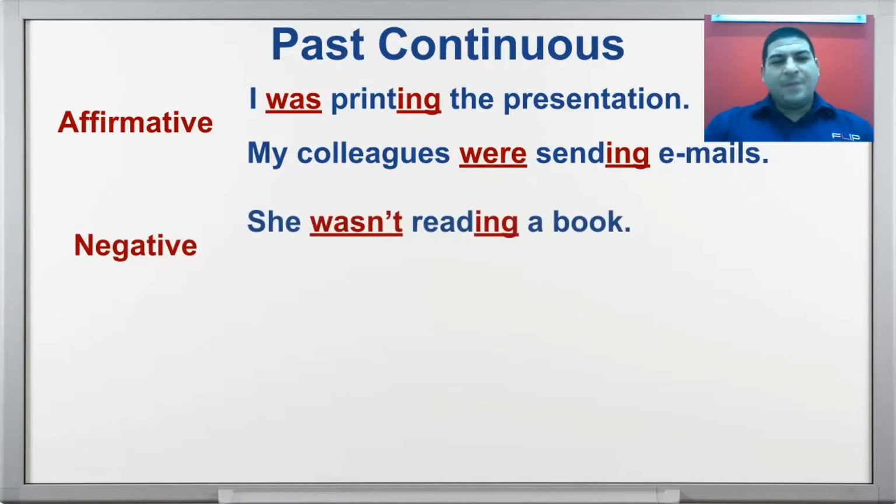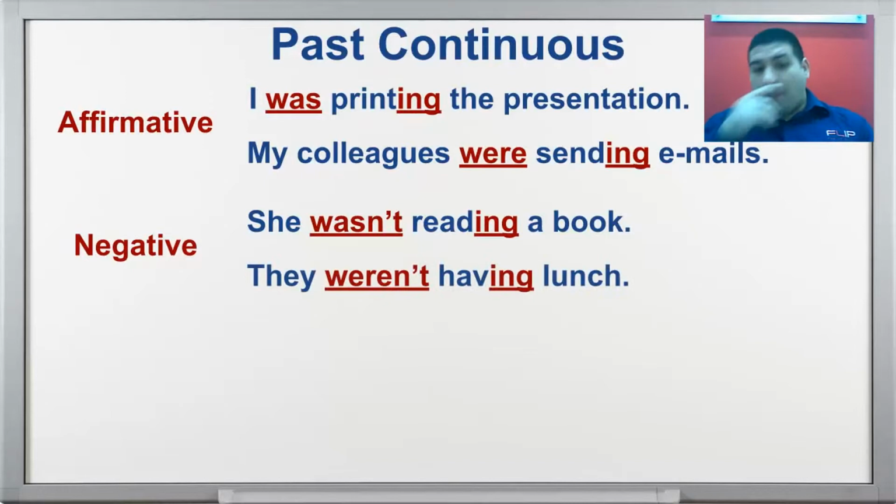In the negative, well, you're going to have to use the not, right? So look at this here. She wasn't reading a book. Maybe she was dancing. Maybe she was watching TV, but she wasn't reading a book. Okay? Another example. They weren't having lunch. All right? They weren't having lunch. So, wasn't, was not, weren't, were not. Okay? Once again, the construction is the same. It's just the negative. Okay?